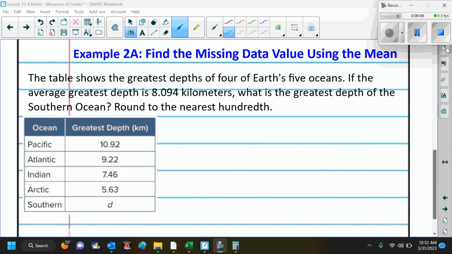All right, so example 2A is find the missing data value using the mean. It says the table shows the greatest depths of 4 of Earth's 5 oceans. If the average greatest depth is 8.094 kilometers, what is the greatest depth of the Southern Ocean? And we want to round, if we need to, to the nearest hundredth. So what we're looking for is this down here.